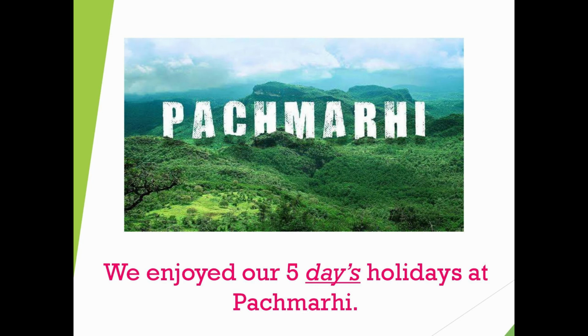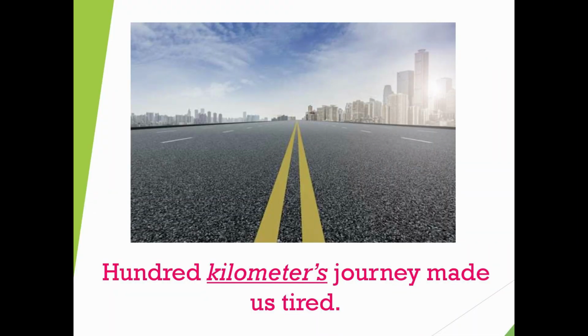Now here day, it represents time, and it is to tell about holidays of 5 days. What I have done? I have used apostrophe s with it. We enjoyed our 5 days' holidays at Pachmadi. We spent 5 days of holiday in Pachmadi. 100 kilometers' journey made us tired. Now the journey of 100 kilometers made us tired. Here also I have used apostrophe s with kilometers because it is denoting space or distance.